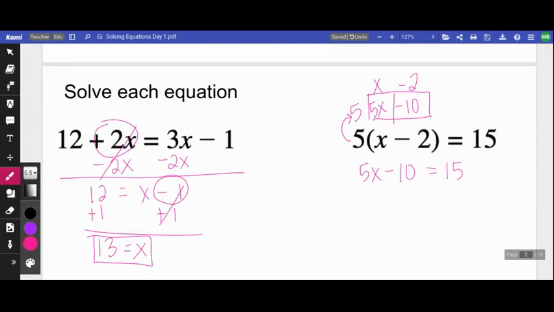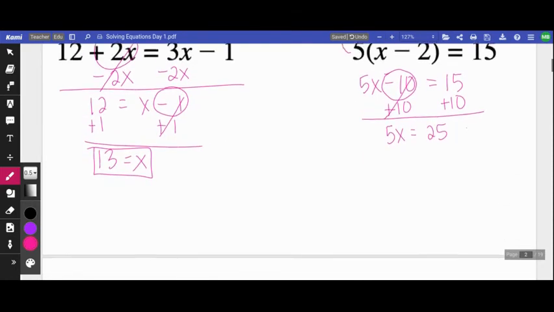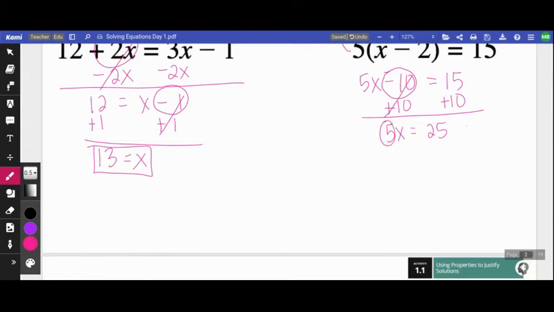Again, using order of operations in the opposite order, I'm going to start by removing this minus 10. Inverse operations tells me that I'm going to add 10 to both sides of the equal sign. And that leaves me with 5x is equal to 25. Next, I need to get rid of my times 5 by dividing both sides of my equal sign by 5. And that leaves me with x is equal to 25 divided by 5, which is 5.